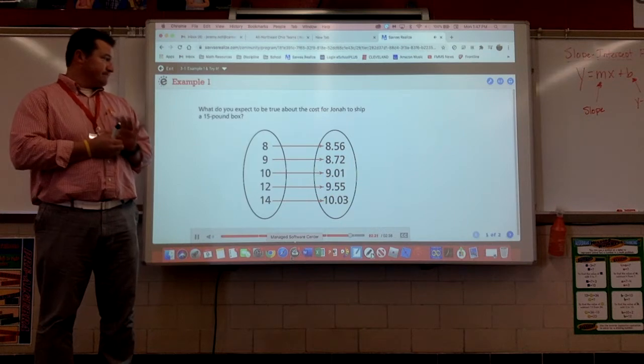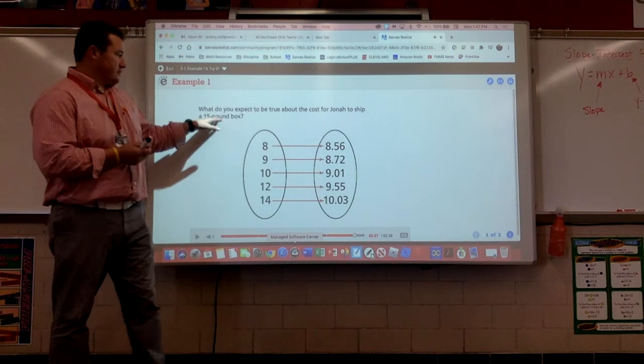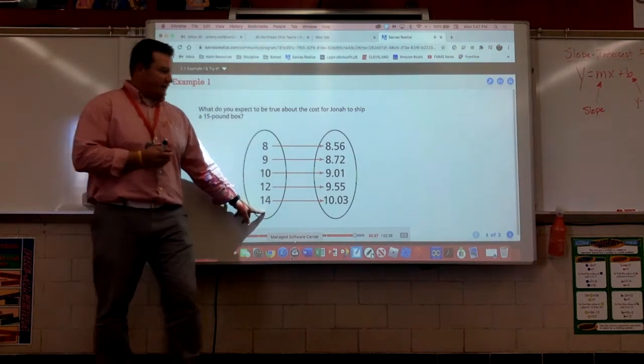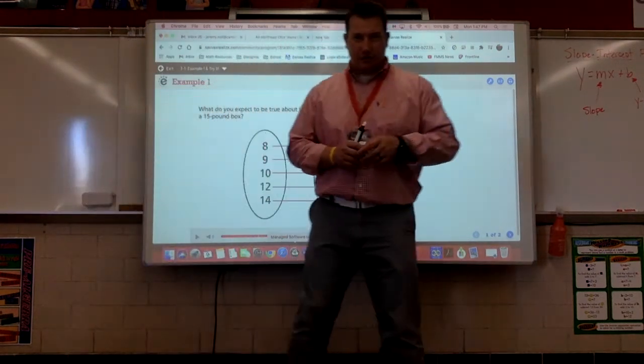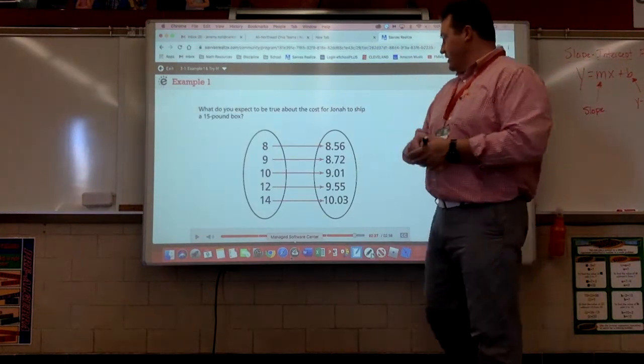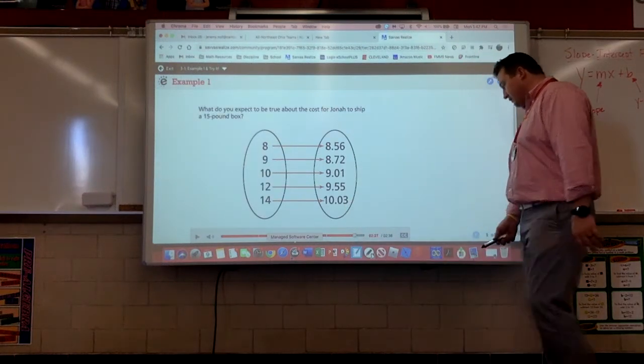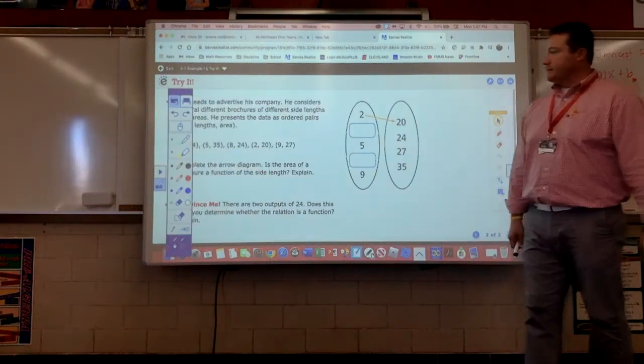So what do you expect to be true about the cost for Jonah to ship a 15-pound box? If we had a 15 down here, what kind of number do you think that would go to? Somebody said more than 1003. Yeah, absolutely. More weight, the more price.